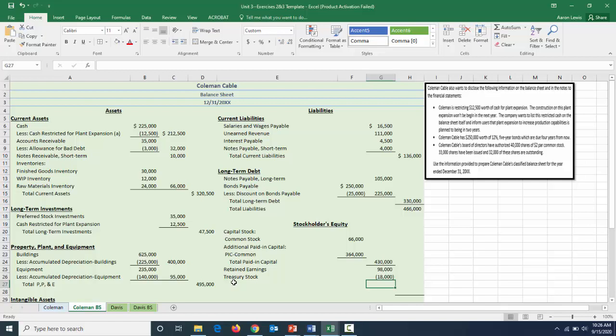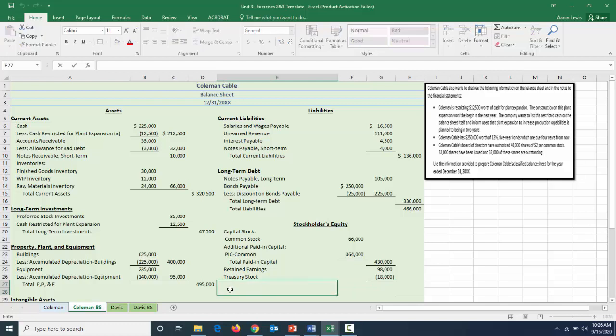And now that we know what our paid in capital, our retained earnings, and our treasury stock was, we can have our total equity that is attributable to Coleman shareholders.